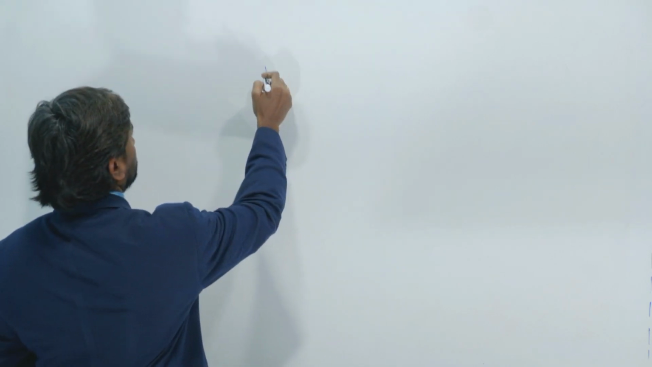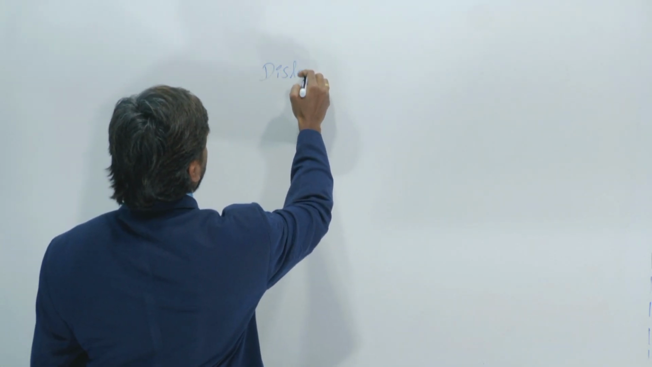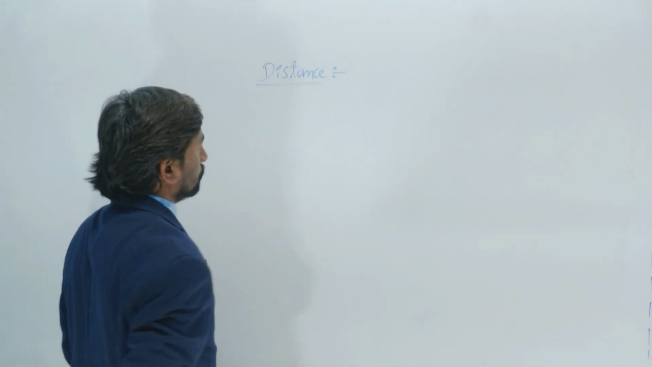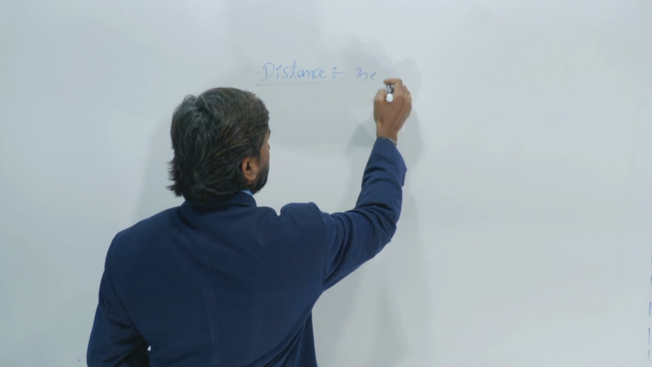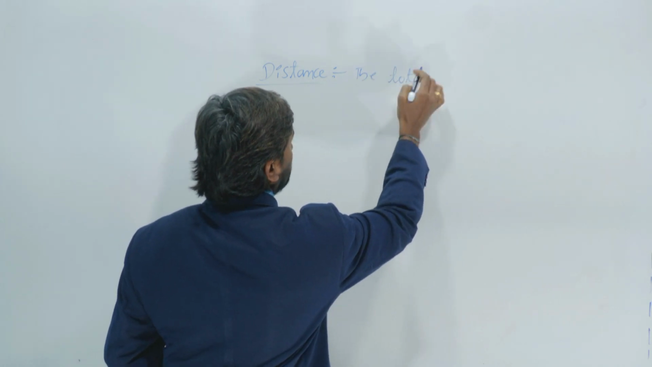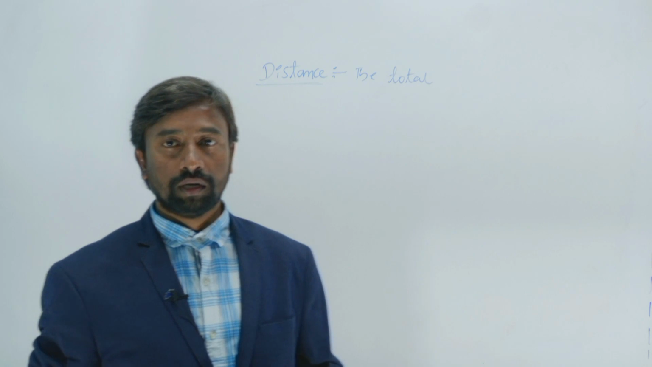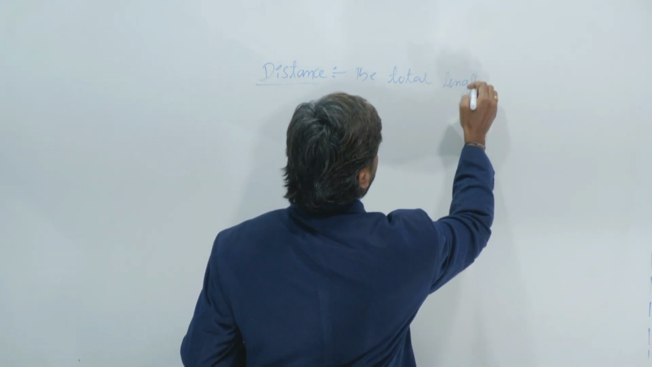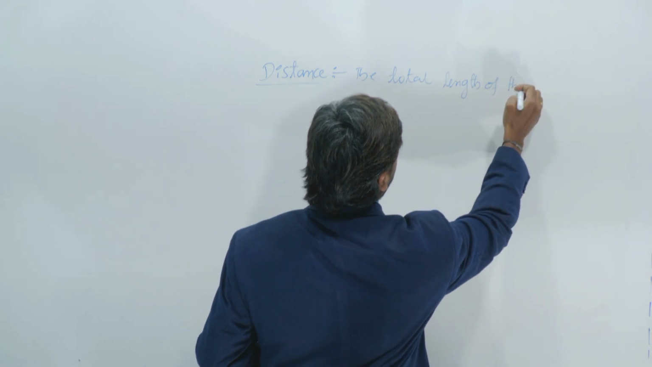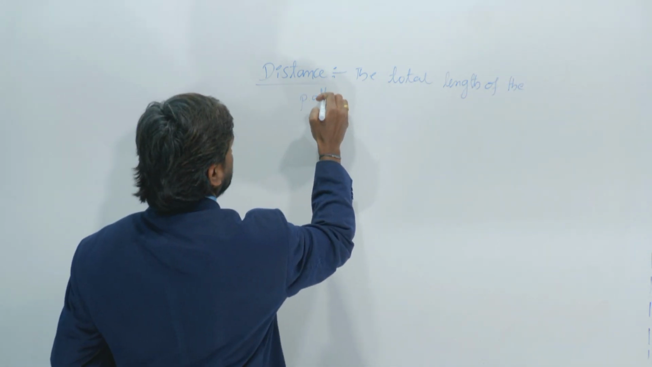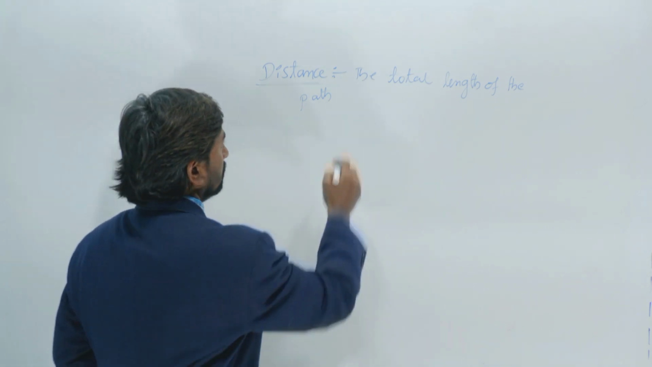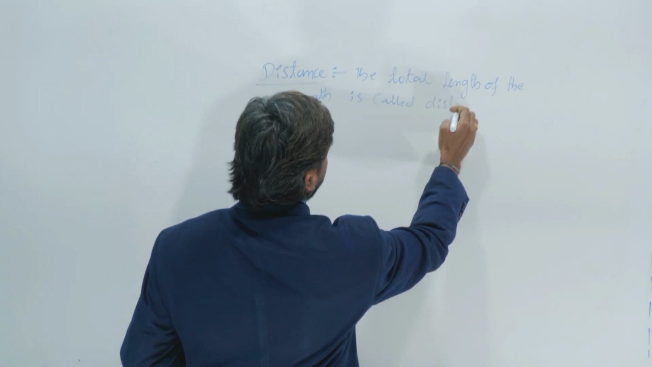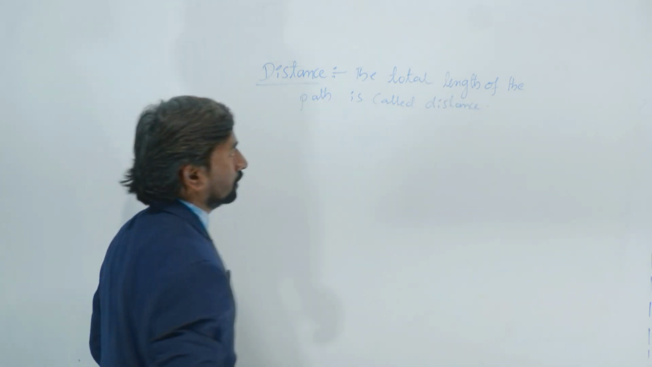So what is distance? The distance is nothing but the total length of the path. The total length of the path is called distance. Okay. The total length of the path is called distance there.